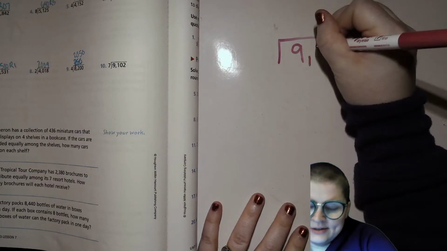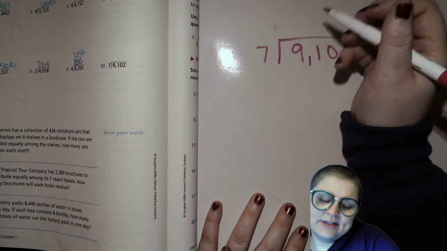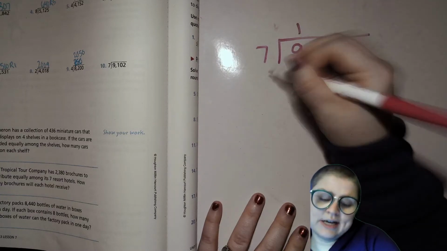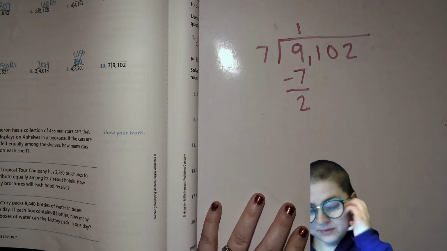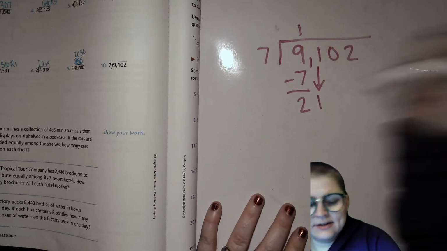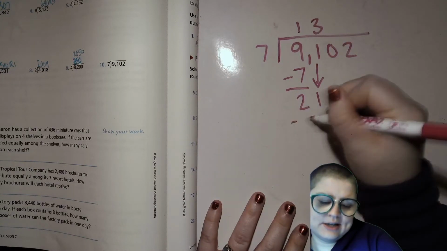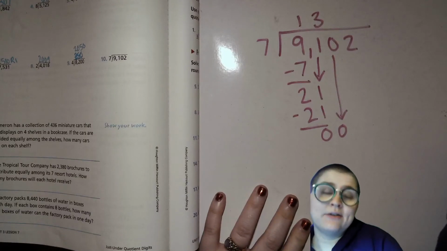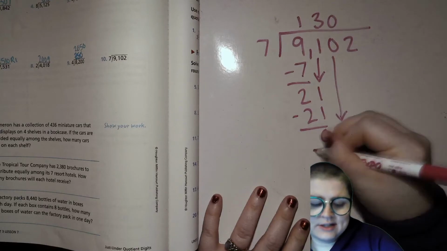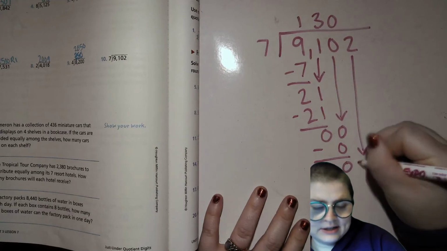9,102 divided by 7. All right. 7 goes into 9 only 1 time. 7 times 1 is 7. Subtract, and you get 2. Bring down that 1. 7 goes into 21, 3 times, and you get 21. 0 here. Bring down that 0. 7 goes into 0, 0 times. 7 times 0 is 0. Subtract, bring it down, and 2.